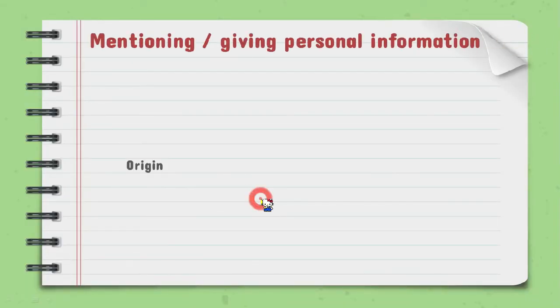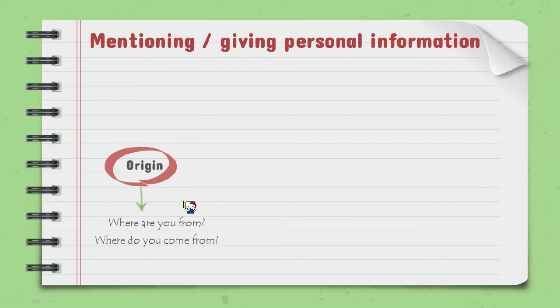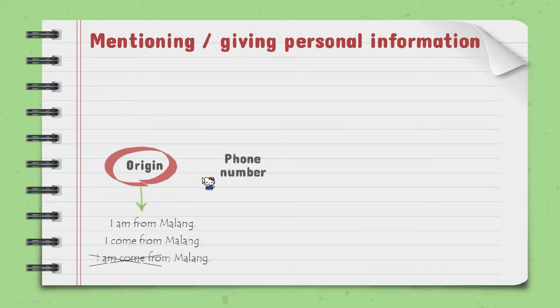Well, next question is about origin. When you are asked, where are you from? Or where do you come from? You may respond with I'm from Malang or I come from Malang. Can we say I'm come from Malang? No, you can't say that because it is grammatically incorrect. Okay. Well, other personal information question is about phone number.